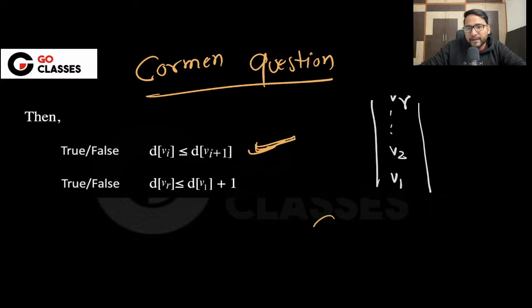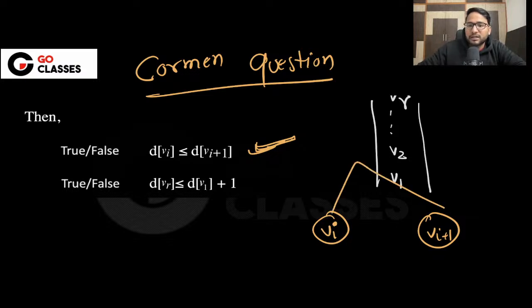So which means that this vi and this vi plus 1, can they be on the same level, or maybe vi plus 1 is on the next level? That's what we have seen, right? So yes, this is true. And what about this? This is interesting. What about this vr, this vr and v1?